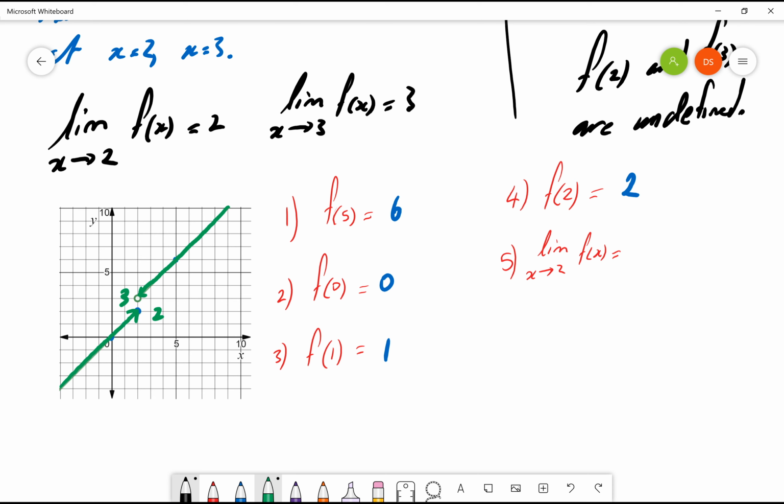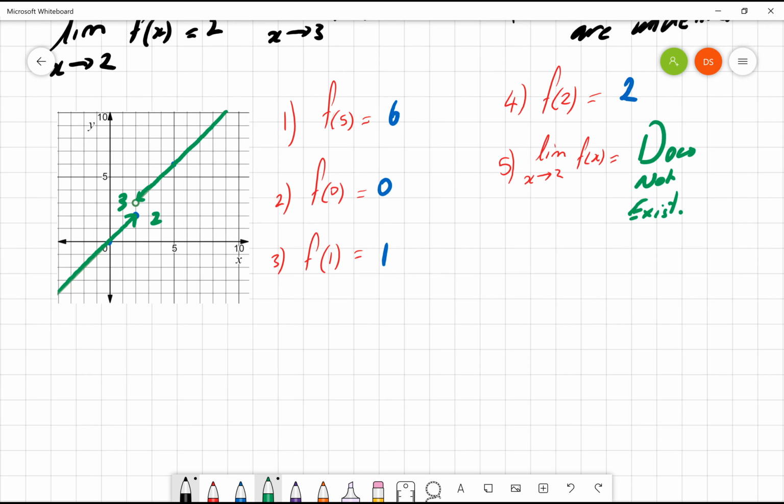And since those two numbers are not the same, we say the limit does not exist. So here the function exists, but the limit doesn't exist. And that's kind of wild, because for the limit to exist, it has to be the same value from both sides. And so what I want to do is draw a rough picture of the 4 cases.